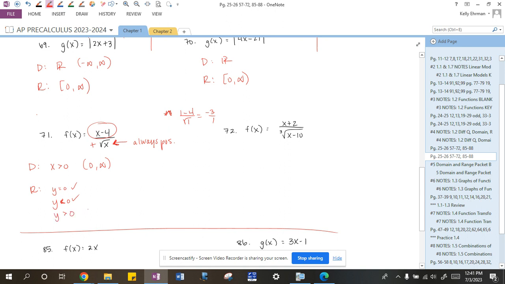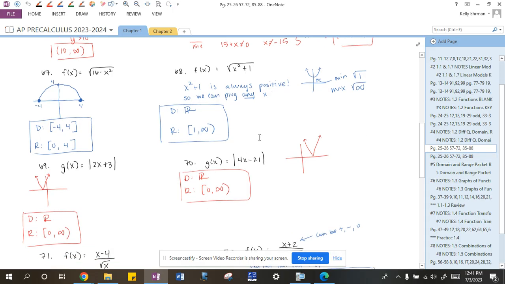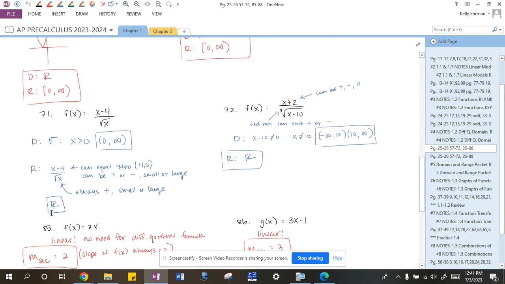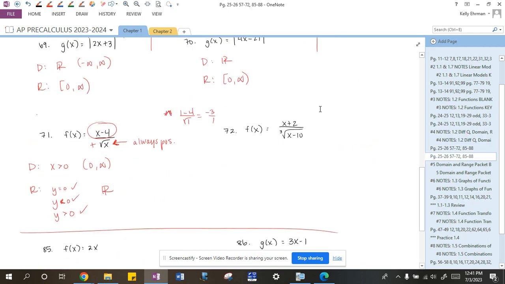And can y be positive? Yes, plug in a huge number like 1 million. 1 million minus 4 over the square root of 1 million is positive. So this range is actually all real numbers. I want to see if I actually said that. Over here, yes I did. Okay.